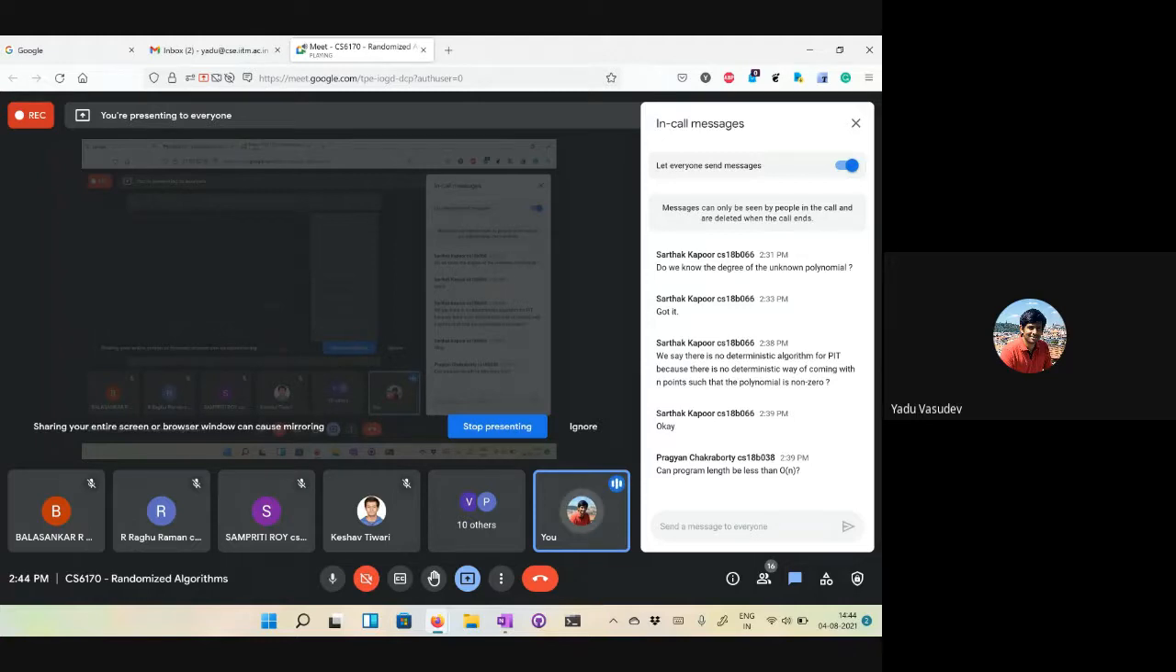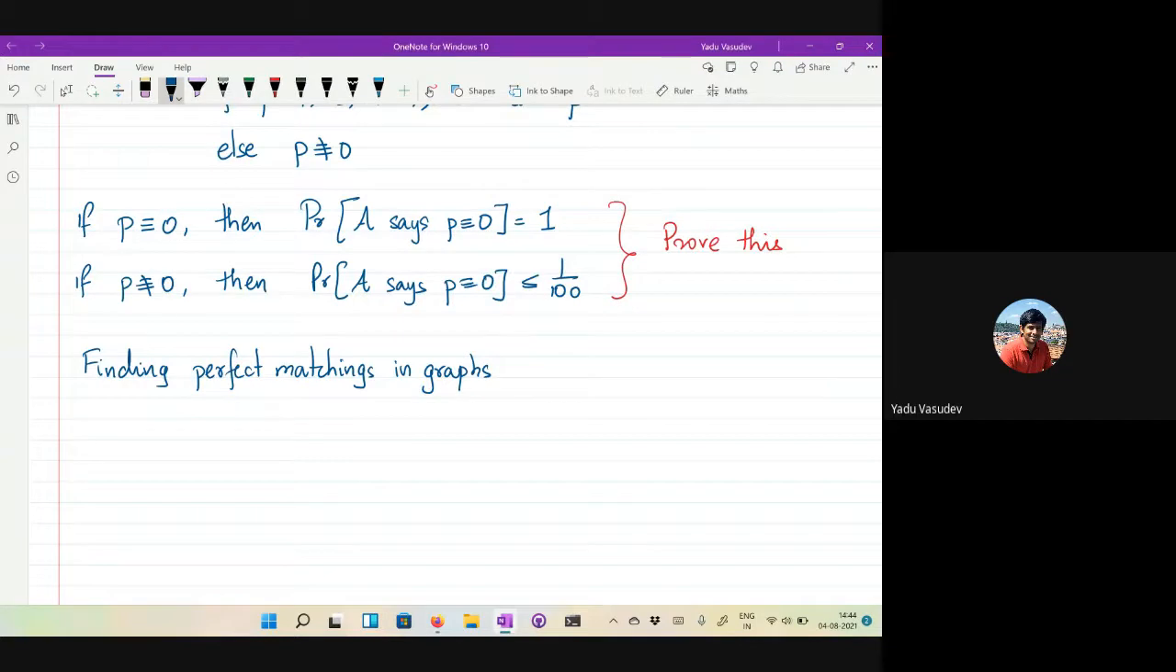Okay. So what do I want to say now? So yeah. Before we get into the proof of this statement, let's go to a problem which is related to PIT, but not seemingly so, right?